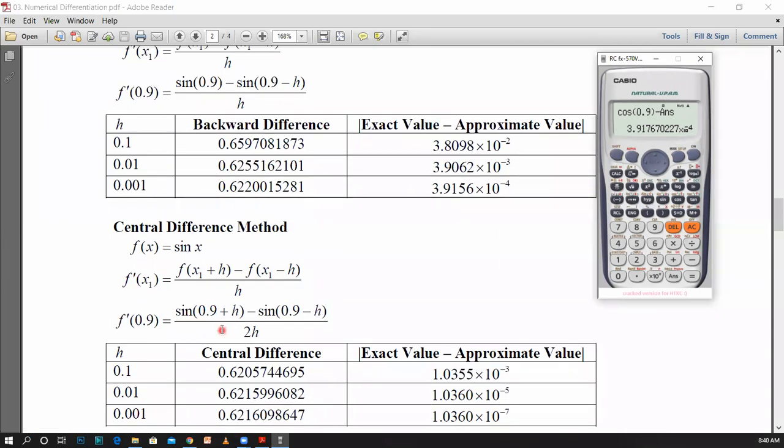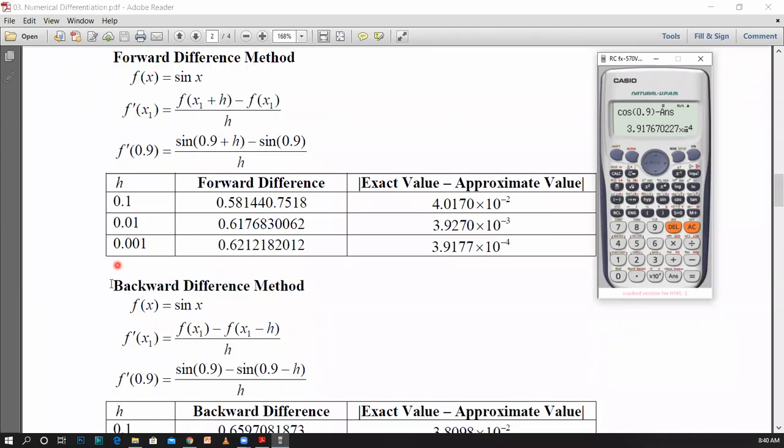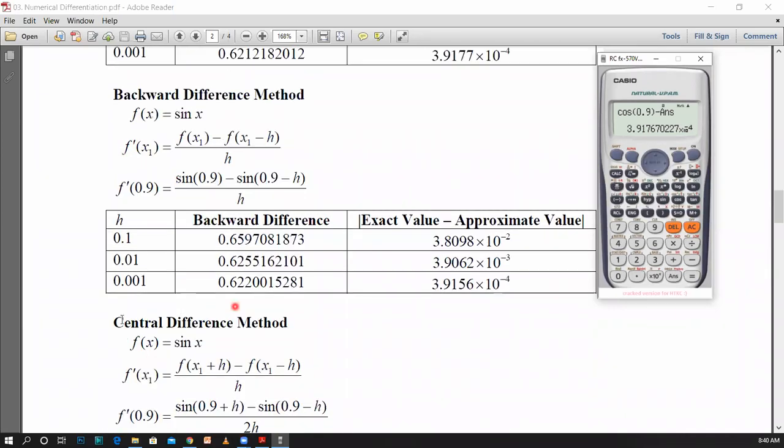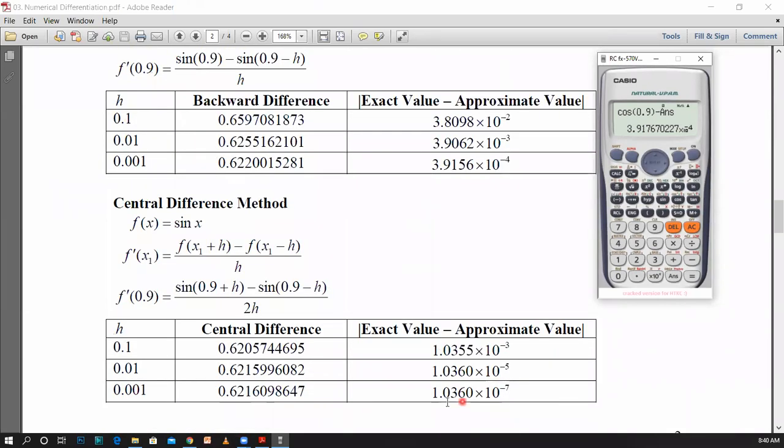If we compare these three methods, forward differencing, backward differencing, and central differencing, you can see that we are getting much better results for the central differencing technique. It is because the deviations are quite small compared with the forward differencing technique and the backward differencing technique. Therefore, we can say that the central differencing technique is much better compared with the forward and the backward differencing techniques.